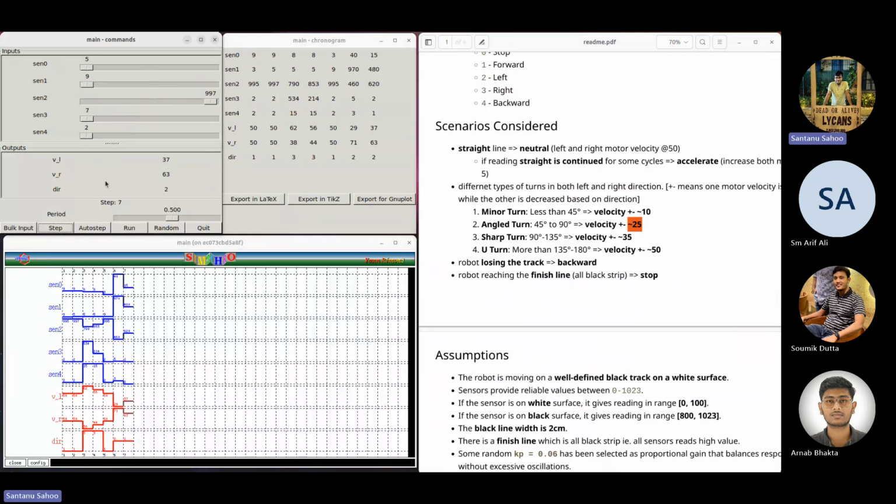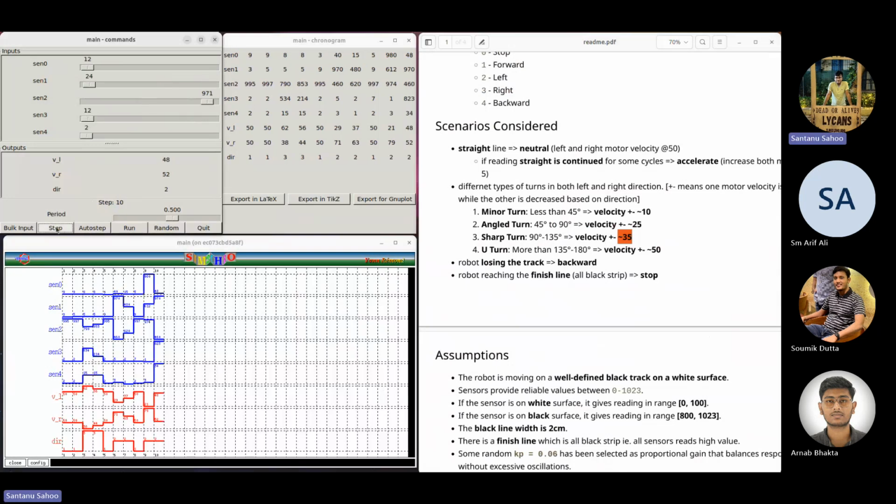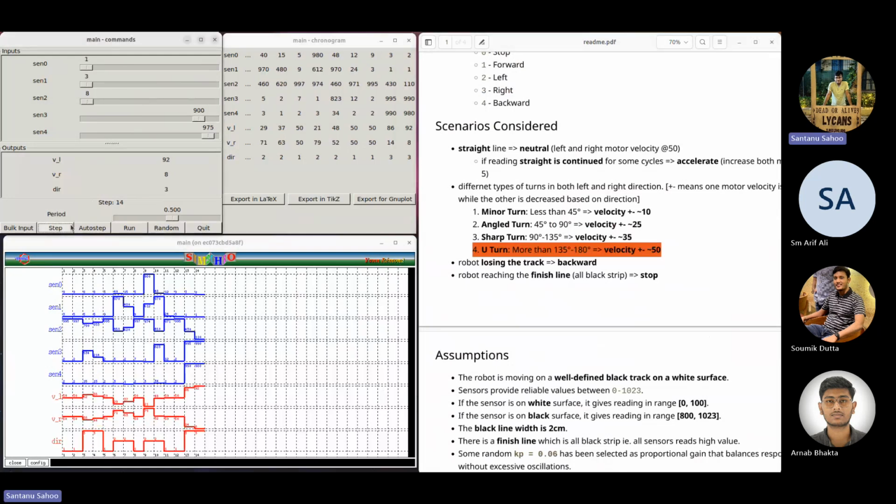And again a straight line, and then this is a very sharp turn going towards the left. In this case, the velocity difference should be around 30, so it should be around 80, and this should be around 20. You can see 79, 21, and again we are on a straight line. Next is a very sharp U-turn on the right side. So eventually this will become 100 and this will become nearly 0. 86, 14 nearly, and now 92, 80. So very aggressively we are turning to the right.